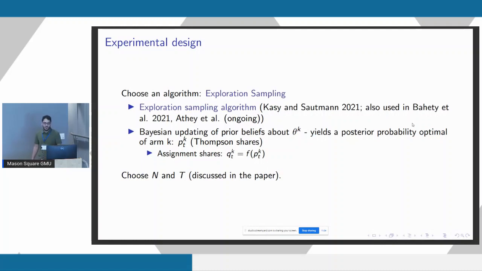Finally, we have to choose the size of the wave, denoted by n, and the number of waves in the intervention. We discussed this in the paper. Unfortunately, I don't have much time to do so, but please take note that this is an important part in the policy for the policymaker designing this intervention.